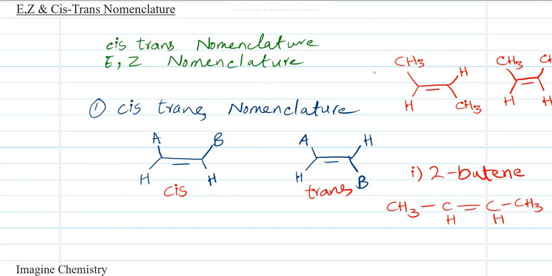So it is quite simple. If you look at the first structure, the two methyl groups are on the opposite side, so we call it trans 2-butene. For the second case where the two methyl groups are on the same side, we call it cis 2-butene. Let's see another example. Let's say we have 1,2-dichloroethylene.